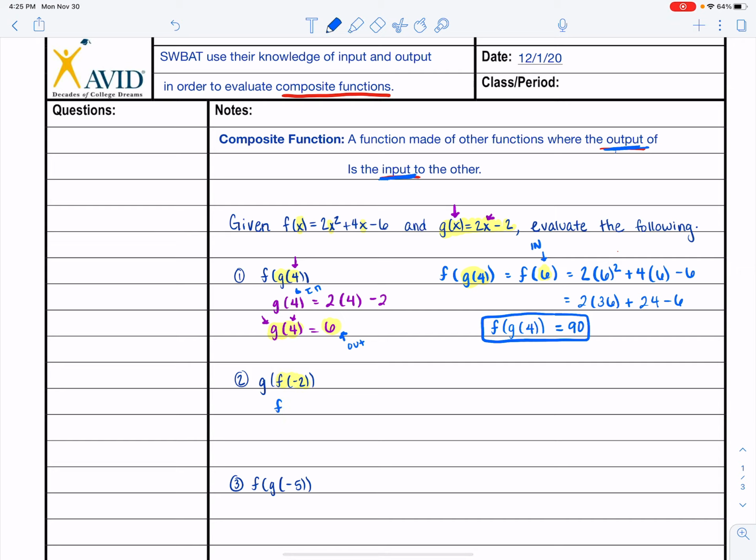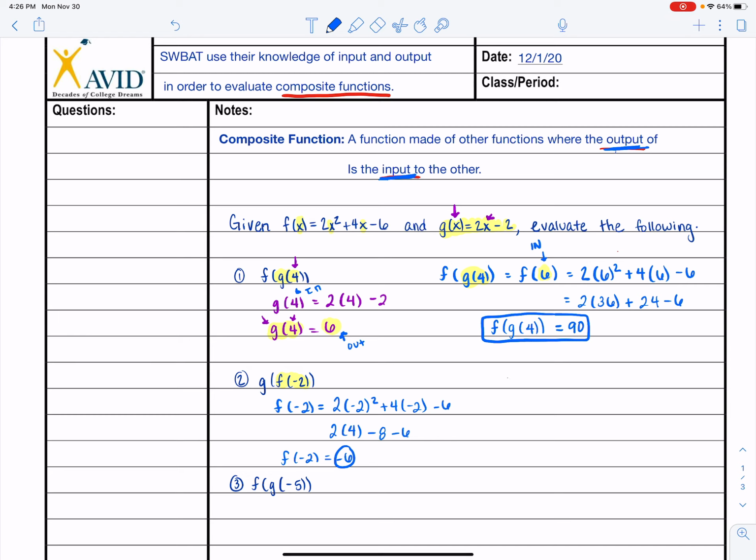So f of negative 2 equals, we're going to take f, and we're going to replace all the x's with negative 2. So 2 times negative 2 squared, plus 4 times negative 2 minus 6. Negative 2 squared is 4, so 2 times 4. 4 times negative 2 is negative 8, minus 6. 4 times 2 is 8. 8 minus 6 is negative 6. So when I use negative 2 as the input, I got negative 6 as the output.